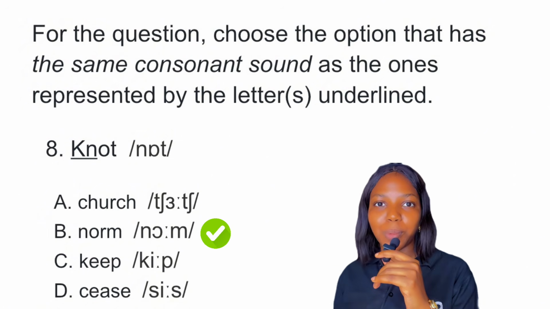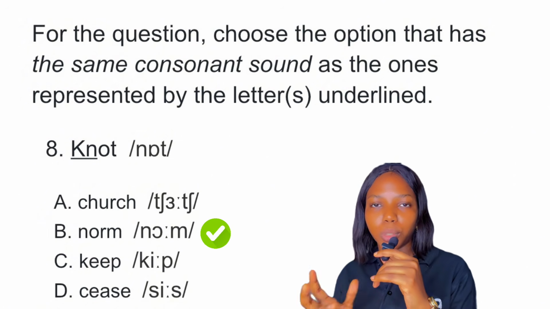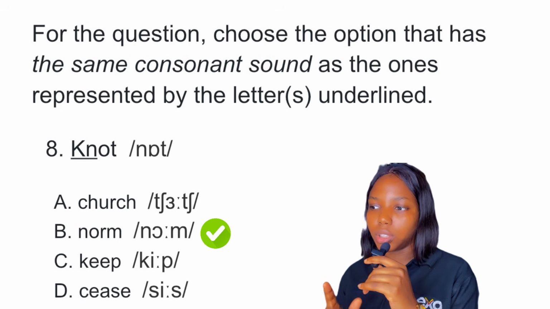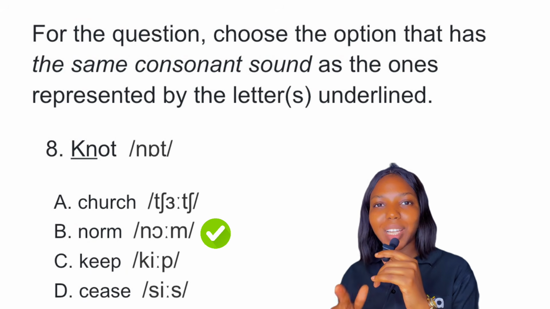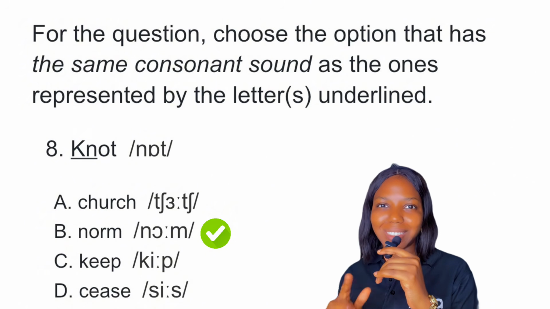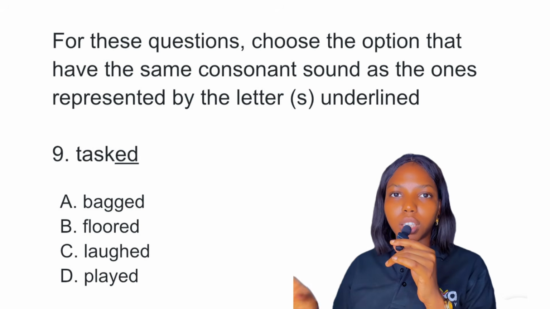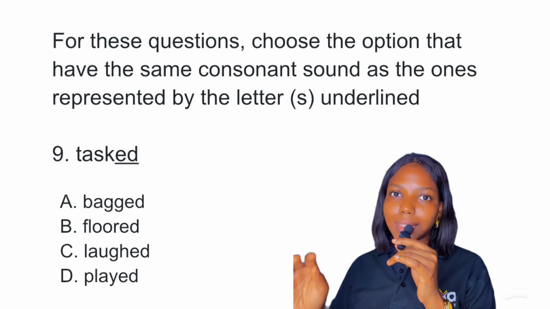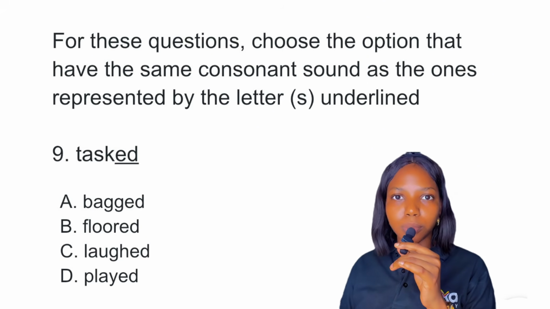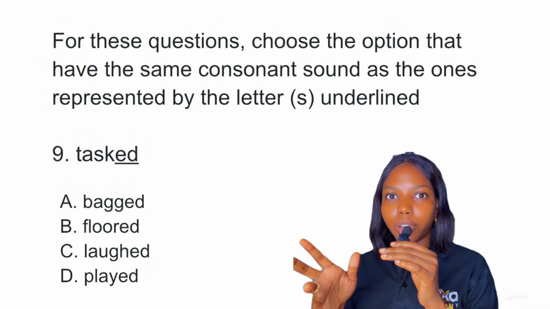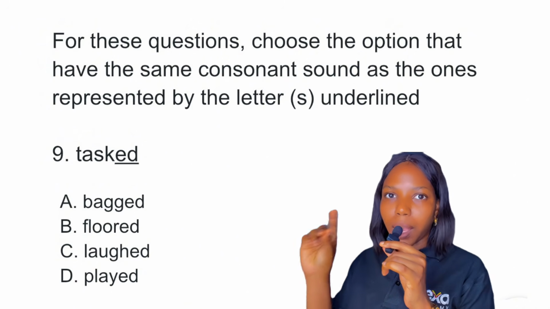Option C, keep. So this has the k sound, but we don't need k, right? Option D, cease. Okay, so this does not have the sound. So the final answer to this question is what? Option B. Now take a look at this question. The given word is what? Taxed. Ed is underlined, and this signifies what? Past tense. So ed can be referred to as past tense marker.